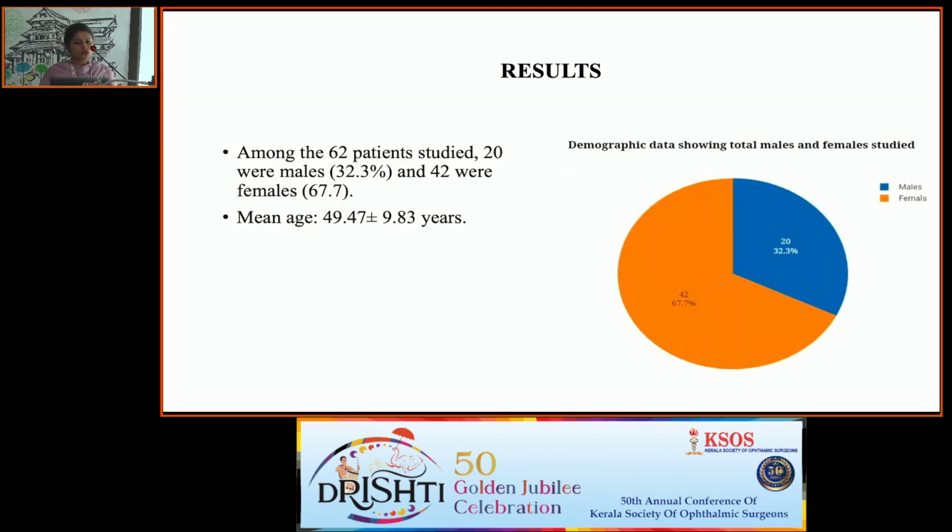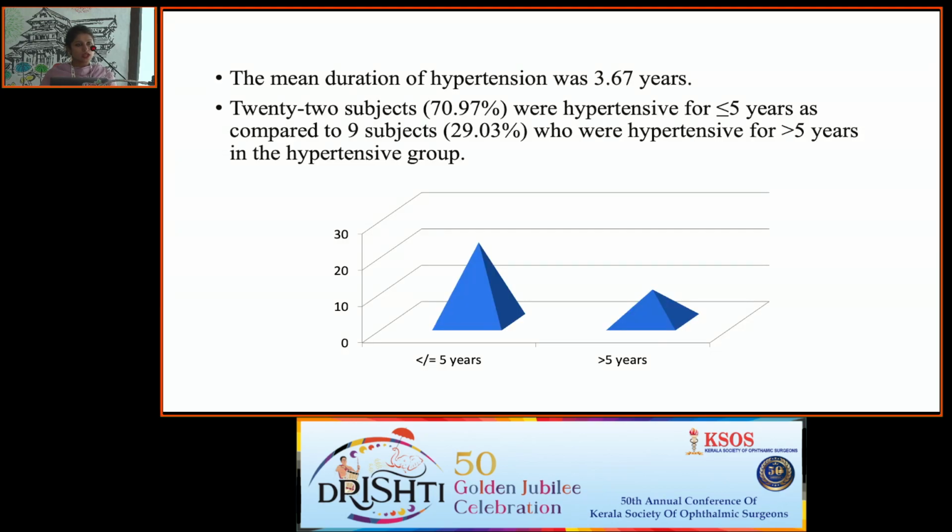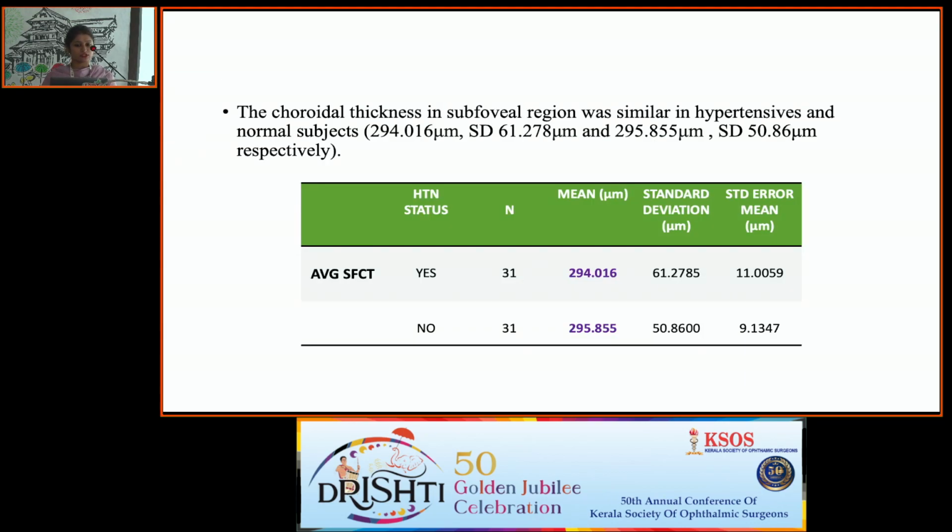Among the 62 patients we studied, 20 were males and 42 were females, and their mean age was 49.47 plus or minus 9 years. The mean duration of hypertension was 3.67 years, and among the hypertensives, 22 subjects had hypertension for less than or equal to 5 years, and 9 patients had hypertension for more than 5 years.